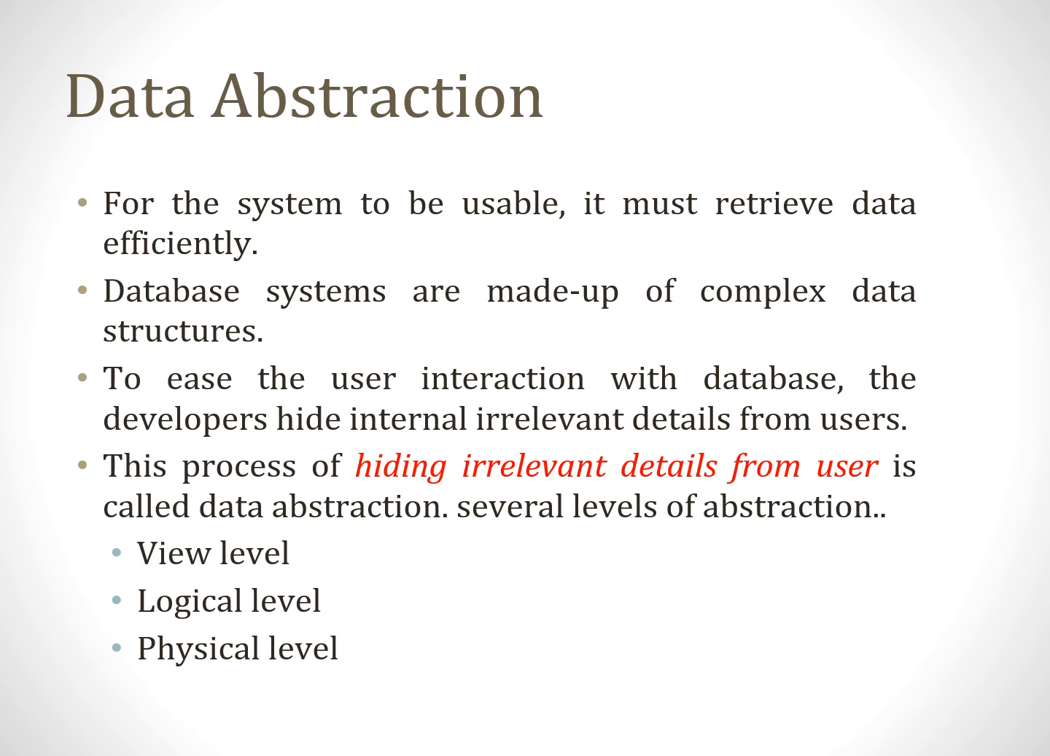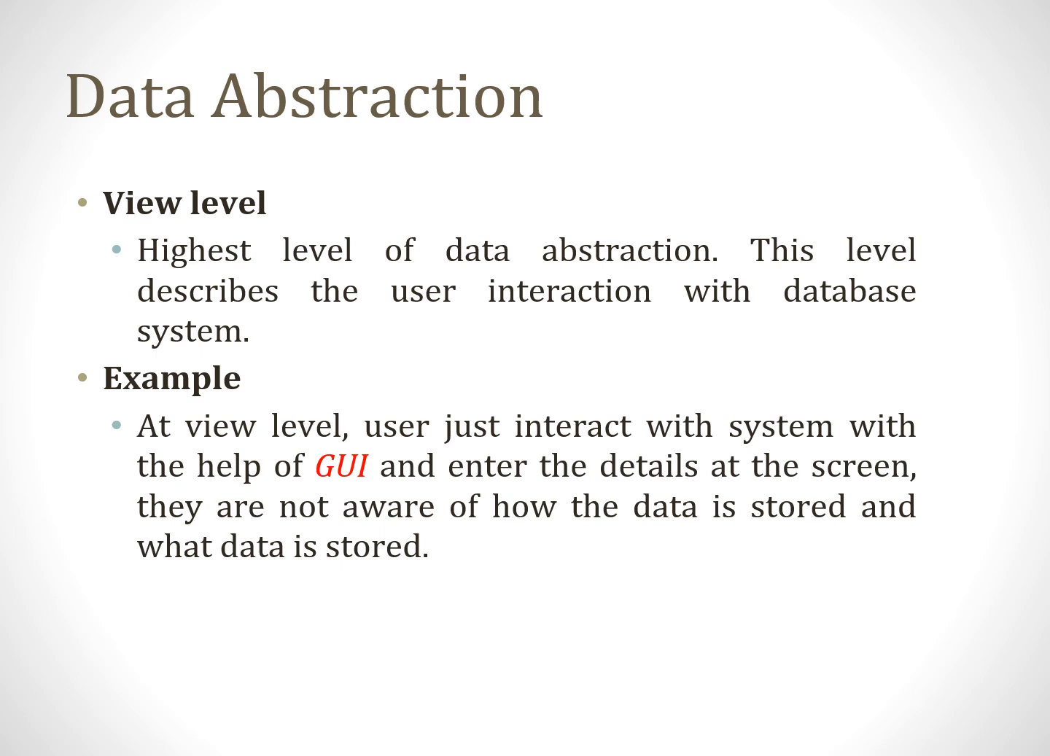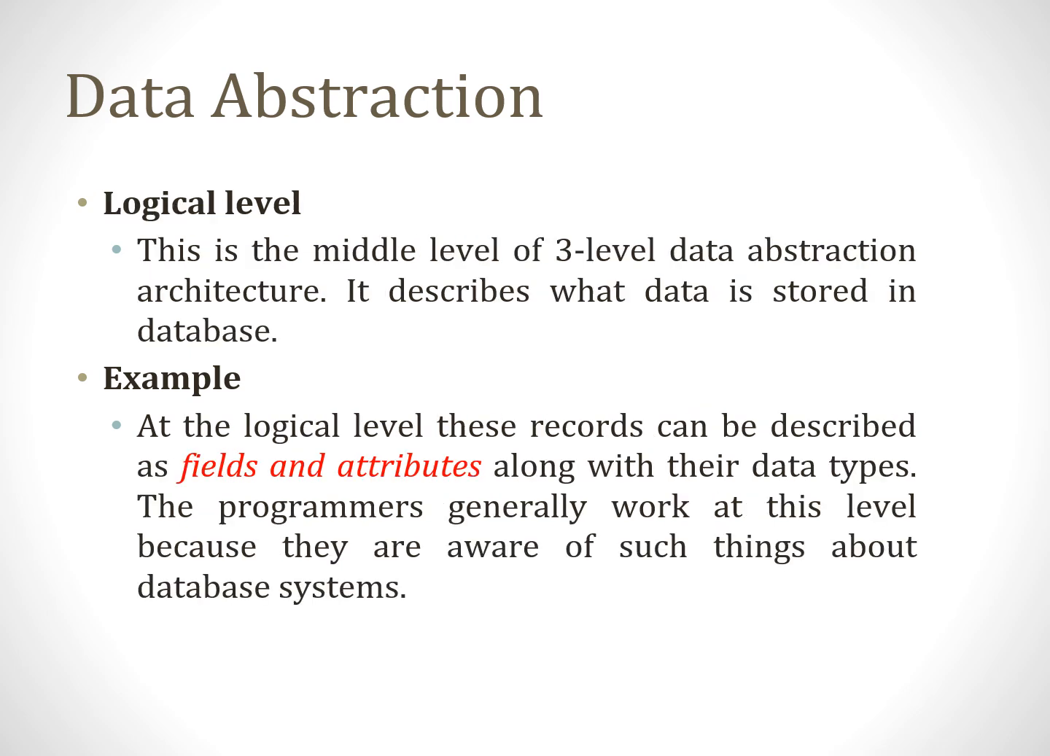Data abstraction. The process of hiding irrelevant details from users is called data abstraction. There are 3 levels of data abstraction: view level, logical level, and physical level. In view level, the user interacts with the system with the help of a GUI and enters the details on the screen. They are not aware of how data is stored and what data is stored.